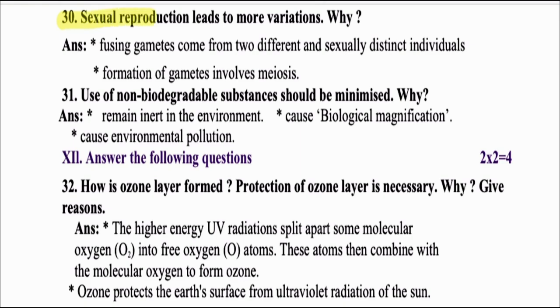Question number 30. Sexual reproduction leads to more variations. Why? Because in sexual reproduction, the fusing of gametes comes from two different and sexually distinct individuals, and formation of gametes involves meiosis.